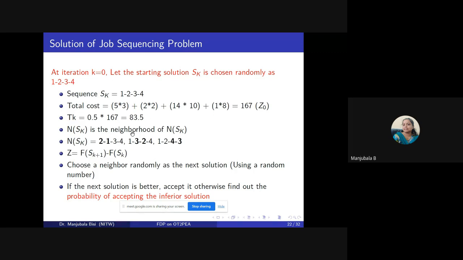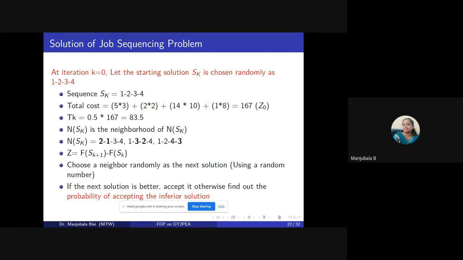Then how to find the neighboring solutions? Because S_k is the current solution, what are the neighboring solutions in N of S_k? As this is a job sequencing problem, the only possibility is that we swap two jobs. 1, 2, 3, 4 is there. Simply, we get 2, 1, 3, 4 when 1, 2 are swapped. Next, maybe 2, 3 are swapped: 1, 3, 2, 4. Next, 1, 2, 4, 3. You may also swap 1 and 4, giving 2, 3, 4, 1, another solution. So these are the neighboring solutions you are getting.